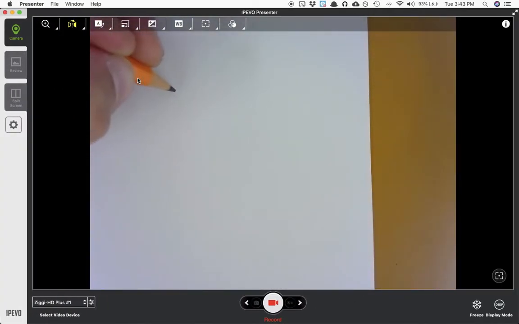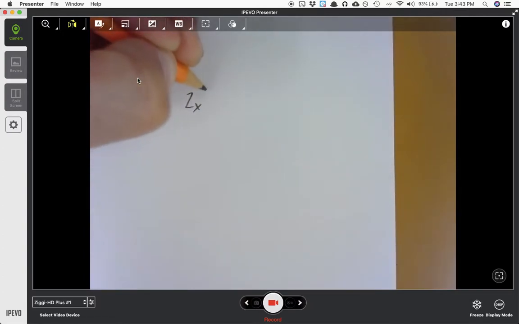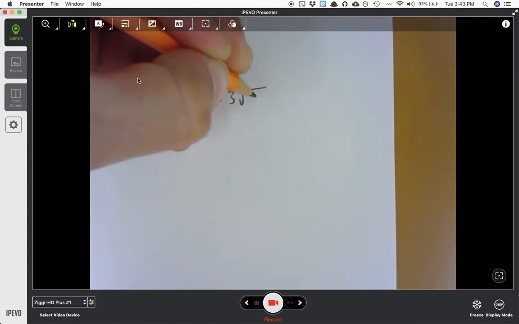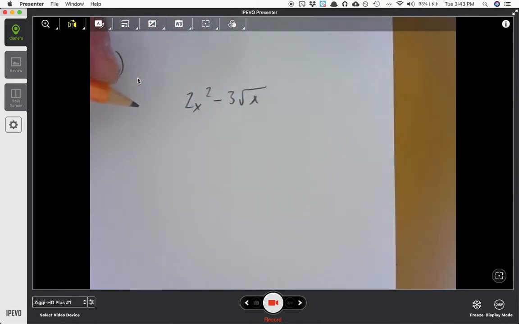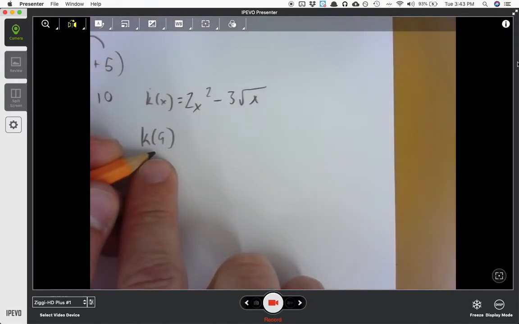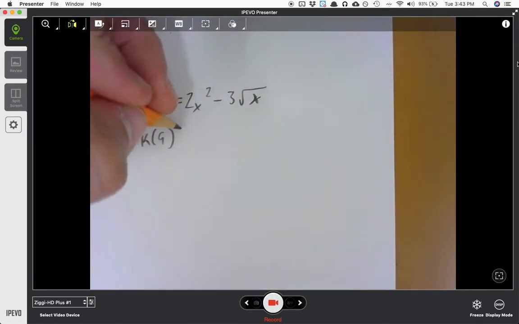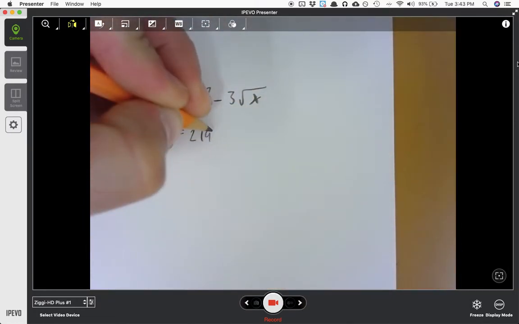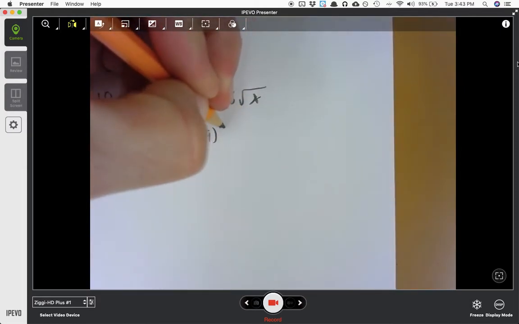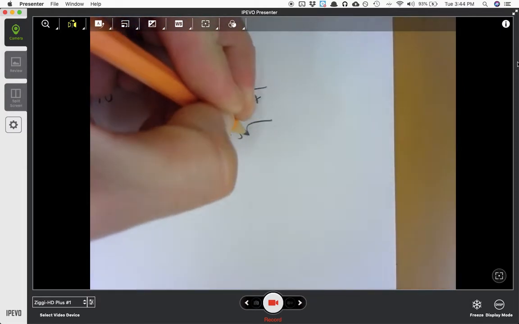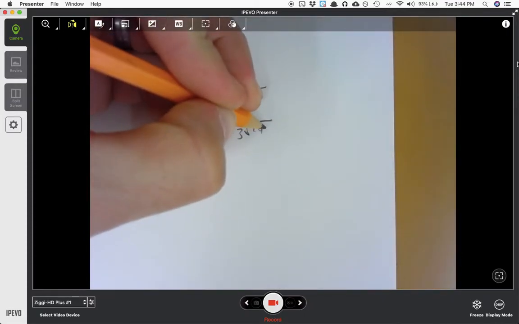So I'll start with 2x squared minus 3 root x. And they said, all right, well, this is k of x. And they said, well, what happens when I've got k of 9? Your x got replaced by 9. Your input is 9. So anywhere I see an x in the original function, I'm just going to replace it with a 9. So I'd get 2, 9 in parentheses squared minus 3 square root of 9.